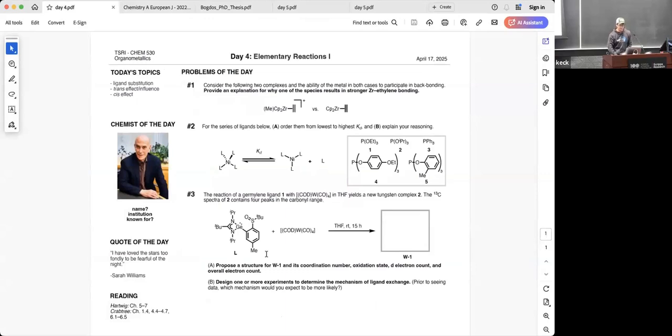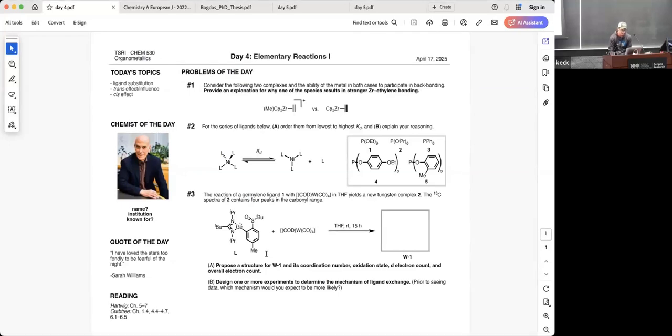So, problem three from last time's day 4 handout. We're encountering here a strange looking ligand, a germylene, but we've tried to draw this in a suggestive way with this lone pair on the germylene to give you a hint about how it's going to coordinate. We're going to react this at room temperature in coordinating solvent with tungsten(0) tetracarbonyl COD complex, and then we will form a new complex W1.